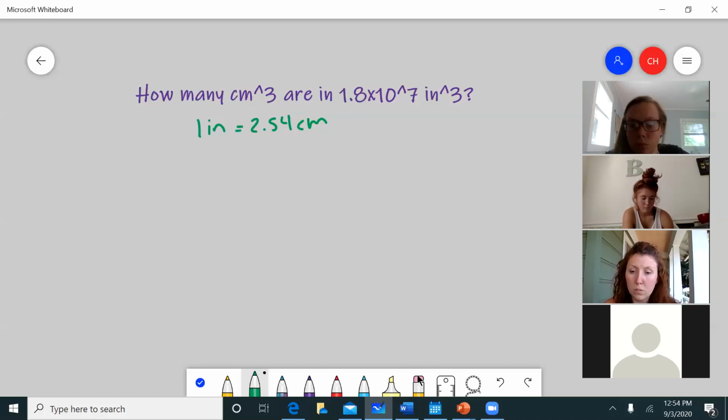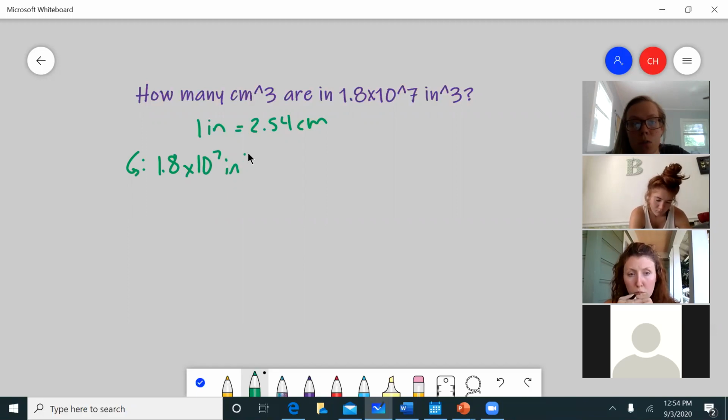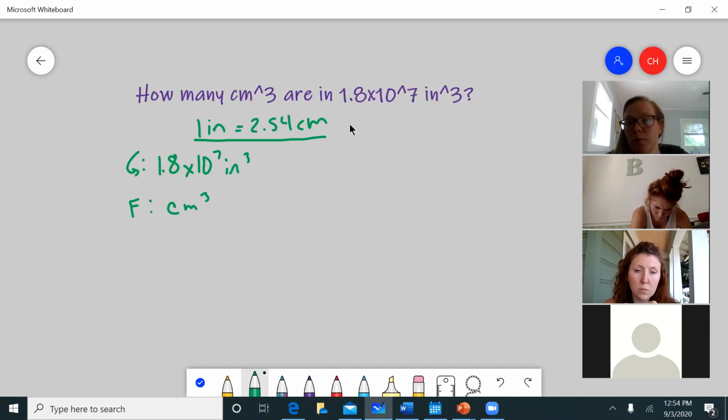Okay. So here we're given information 1.8 times 10 to the 7th inches cubed. We want to find centimeters cubed. So sometimes you can find this relationship right off the bat. If you don't, you can always derive it from the more basic 1 inch equals 2.54 centimeters by cubing both sides.